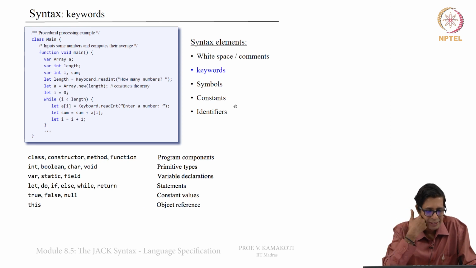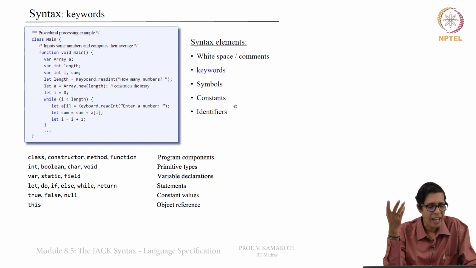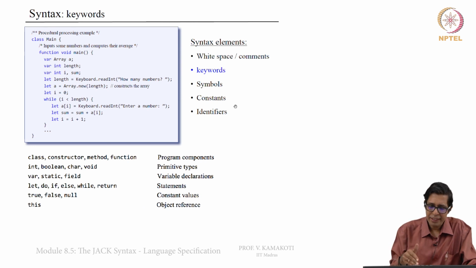Now, what are the keywords here? Look at all these blue ones: class, function, void, var, int, let, while. These are all keywords, right. So, what are the other keywords here?